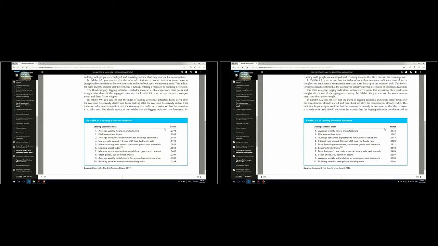Right? Similarly, the ISM New Orders Index, Purchasing Managers Index, consumer expectations, and the interest rate spread between the 10-year and the US Federal Reserve rate. The interest rate spread tells you the difference between the 10-year yield and the Federal Reserve rate, which will tell you how the yield curve is going to shape up. If the yield curve is going to be upward sloping, then that gives you an indication as to how the economy is going to perform.